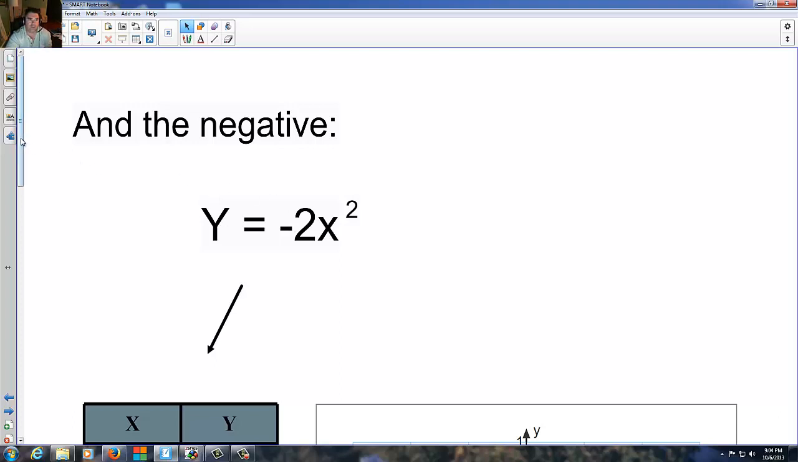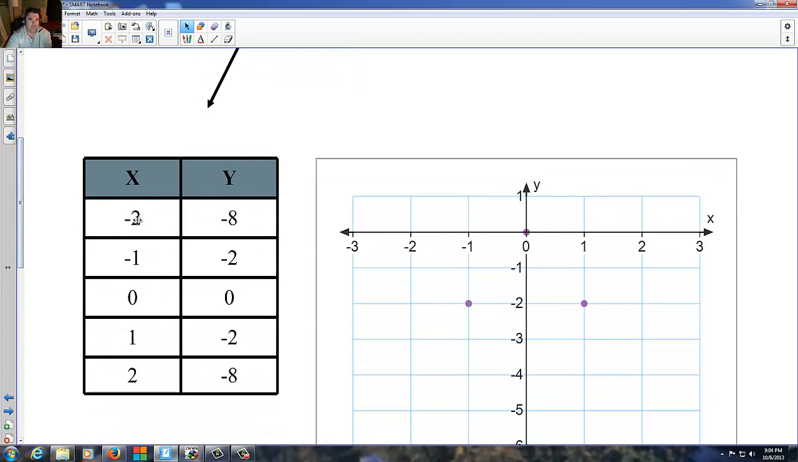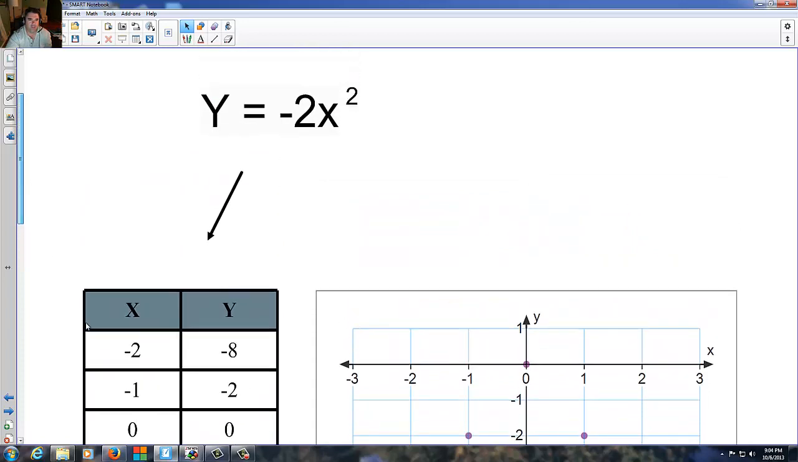So y equals negative 2x squared. We're going to plug all the numbers in. Negative 2 will get you negative 8. Why? Because negative 2 squared is positive 4, and 4 times negative 2 is negative 8. Negative 1 squared is 1. 1 times negative 2 is negative 2, etc.